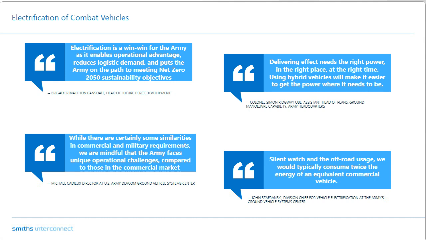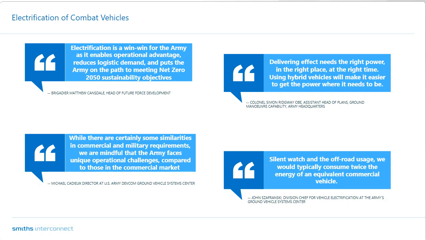Delivering effect needs the right power in the right place at the right time. Using hybrid vehicles will make it easier to get power where it needs to be. What Colonel Simon Ridgway is saying here is a really interesting point about the path towards electrification. So hybrid vehicles is certainly the first step, but also moving towards electric powered drivetrains can change the landscape of the combat arena.